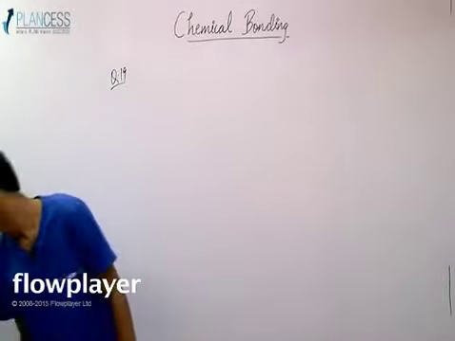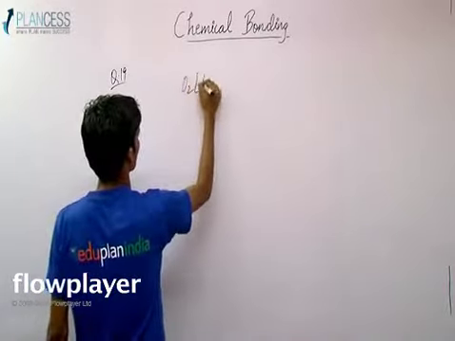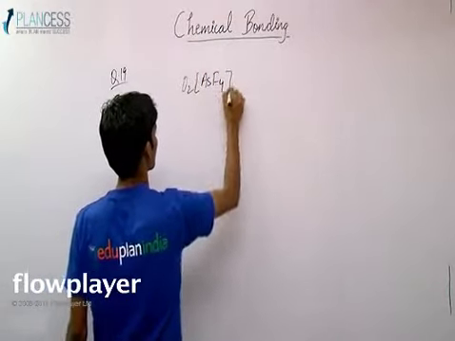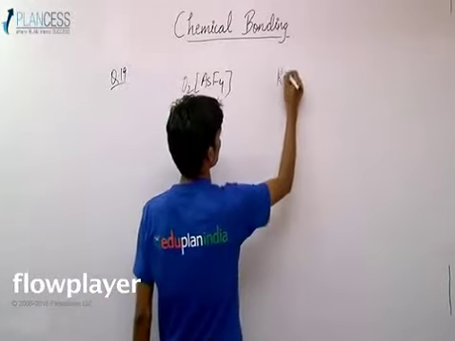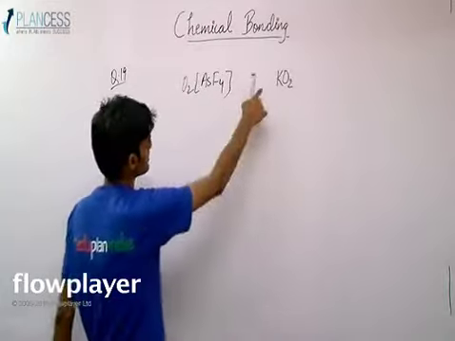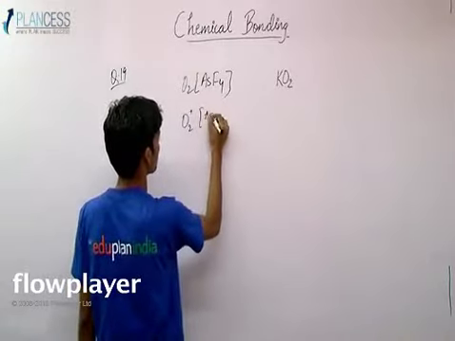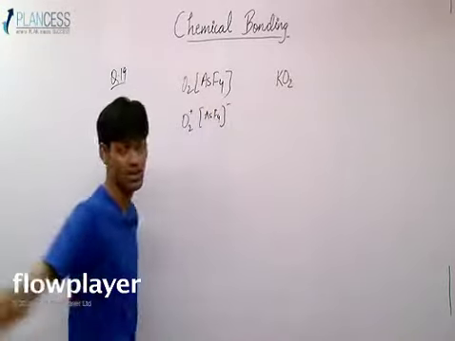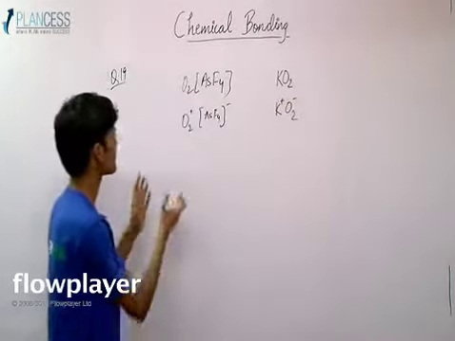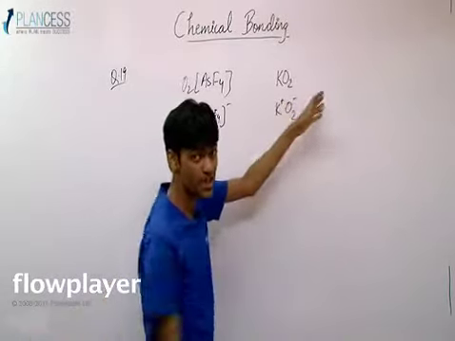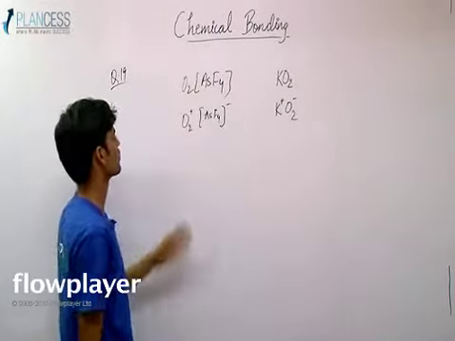The third statement is that the O-O bond length in O2AsF4 is longer than the O2 in KO2. So first, this has the term O2+ AsF4-. This can be written like this, and this has K+ O2-. So this is O2+, and this is O2-, that is, the superoxide ion of oxygen, and this is the O2+.